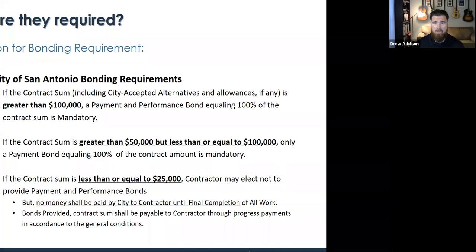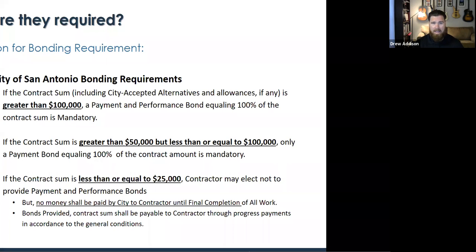Anything greater than $100,000, this littler Miller Act for the City of San Antonio will require payment and performance bonds of 100% of the contract sum. Any contract greater than $50,000 but less than or equal to $100,000 is payment bond only. So put in your head that with the City of San Antonio, any contract that you enter into that's $50,000 or more is going to require some sort of surety protection.